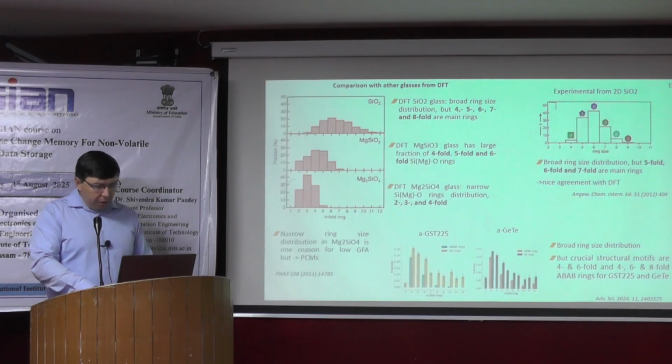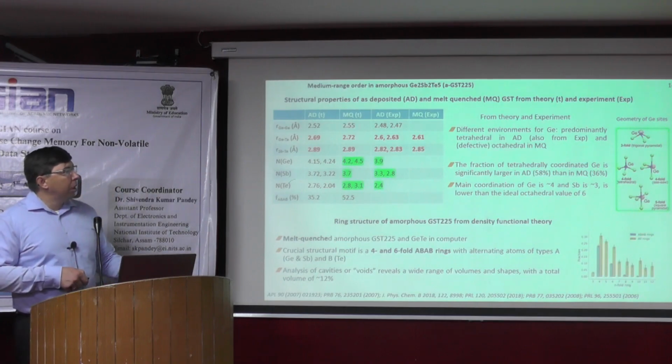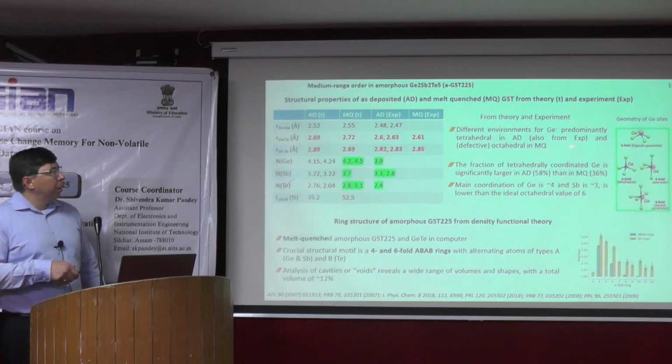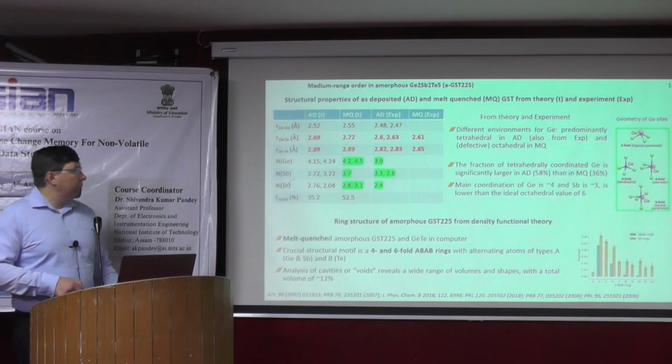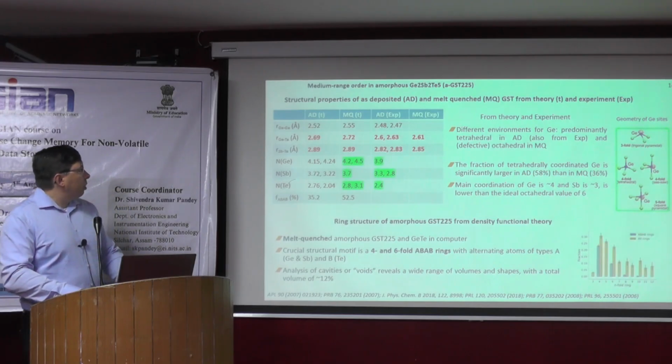So from this we can see the difference between melt-quenched and as-deposited phase, mainly in the local environment of germanium. This is tetrahedral in as-deposited and defective octahedral in melt-quenched.